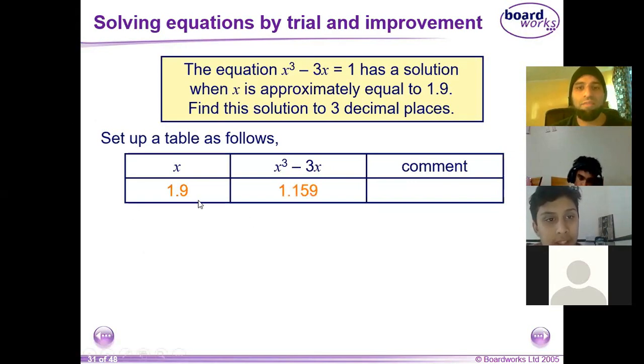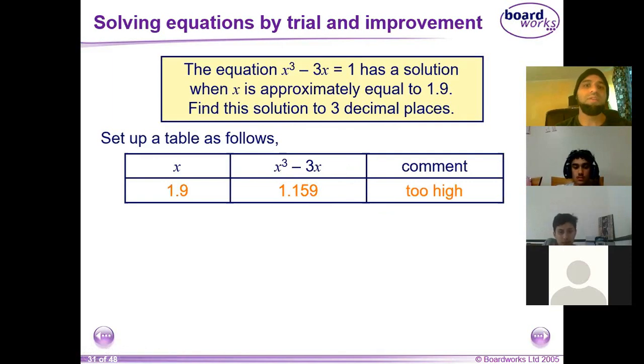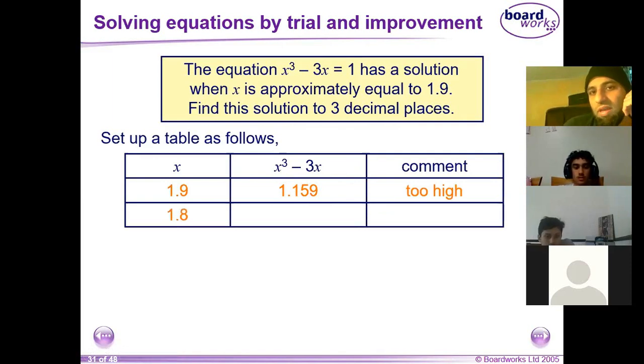And if I do that in my equation, my answer becomes 1.159, to 3 decimal places. I need 3 decimals. What's the comment? Is that still too high or not? Is 1.159, which I get from this side, equal to 1? No. So my comment is too high. So then I think, okay, maybe I should put in 1.8. If I put 1.8 in there, what happens?